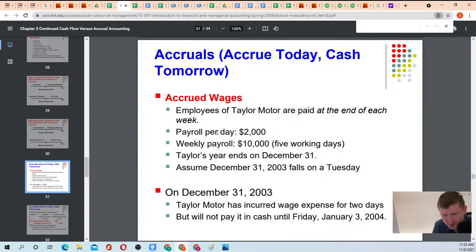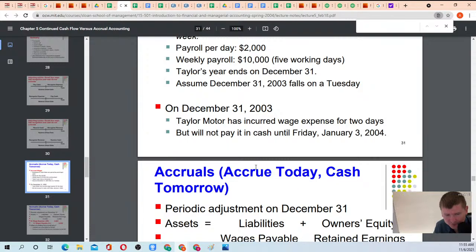So we have payroll per day, 2,000, weekly payroll, 10,000, 5 working days. Year end is December 31st, and December 31st is a Tuesday. The payday is Friday. So on December 31st, there have been 2 working days worked, but the salary hasn't been paid. So we have incurred wage expense for 2 days, but will not pay in cash until Friday, January 3.